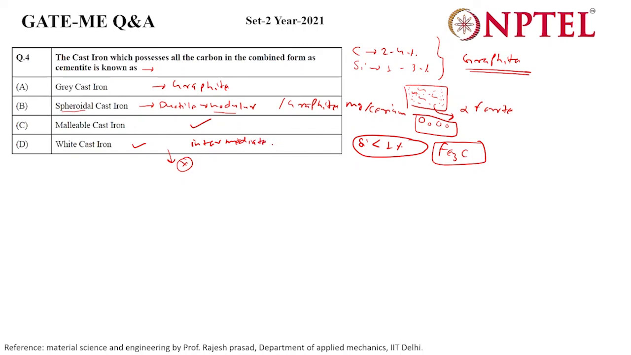Here only, carbon exists as Fe3C, and in all three others it exists as graphite. So okay, for more details in material science on all these concepts, we can go to the lecture series available at NPTEL. Thank you.